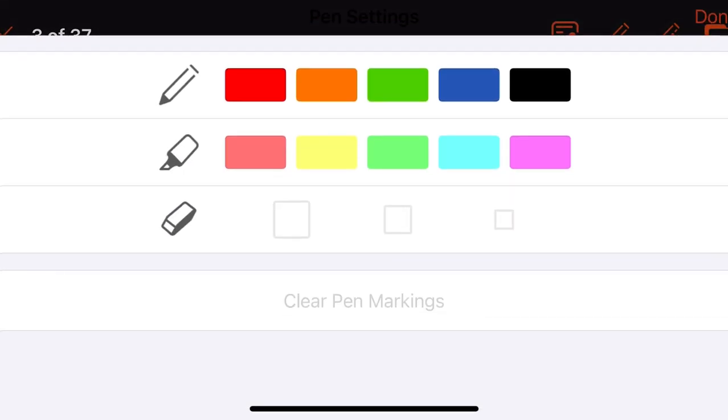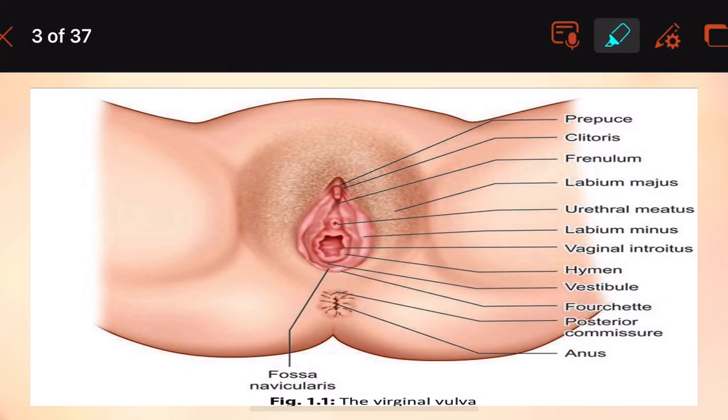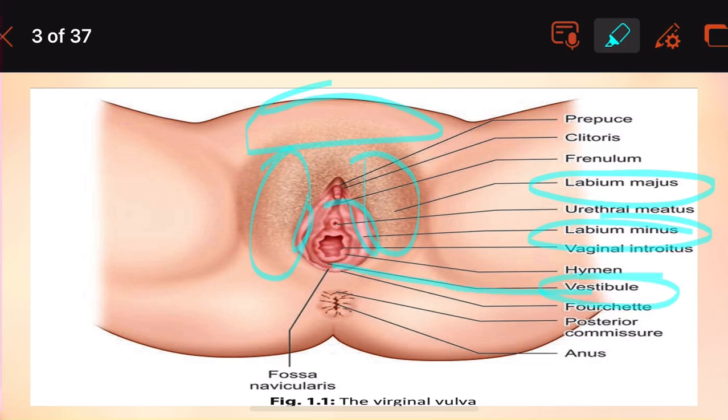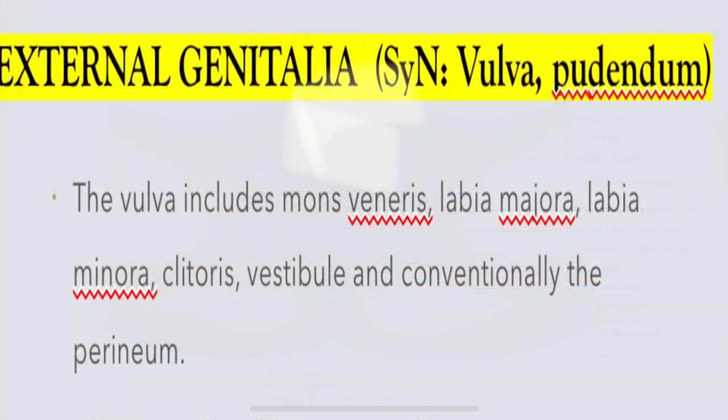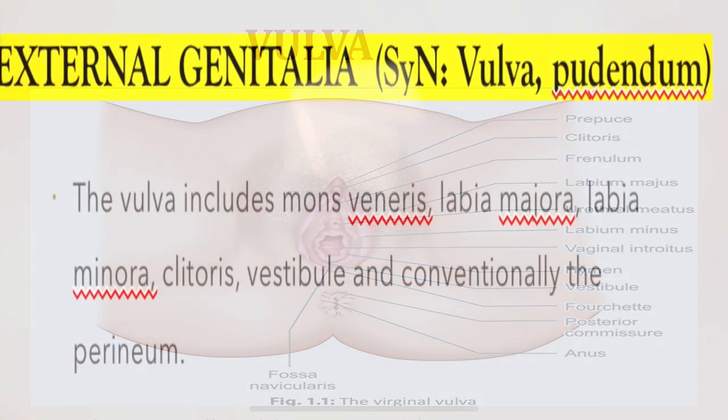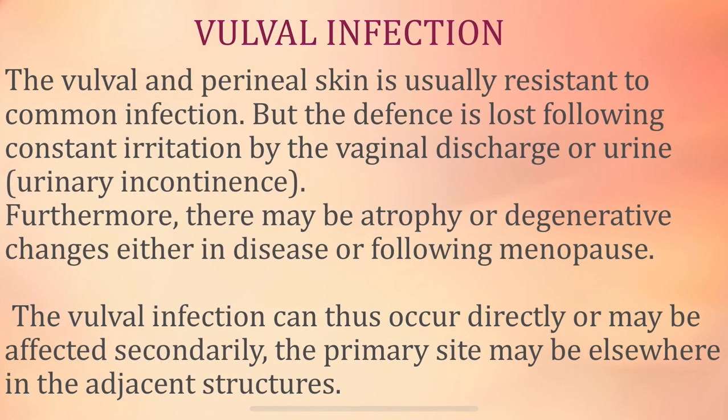So guys, you can see here they are talking about the labia majora, labia minora, and the mons pubis, vestibule, and also the clitoris. Okay, so these parts together make up the vulva. Any infection in these sites is regarded as vulval infection.